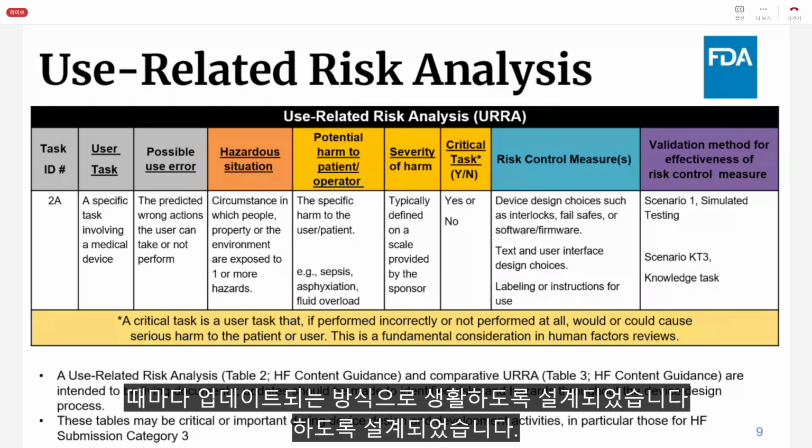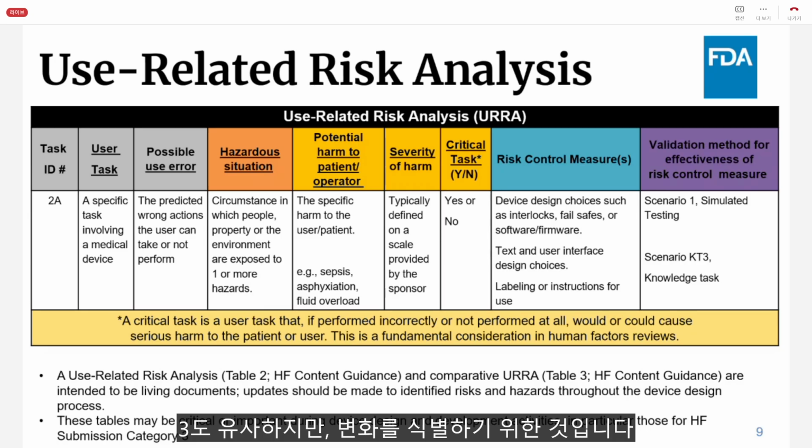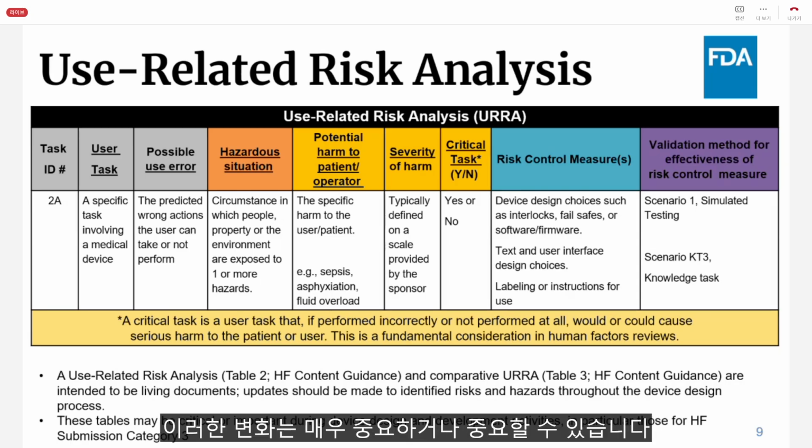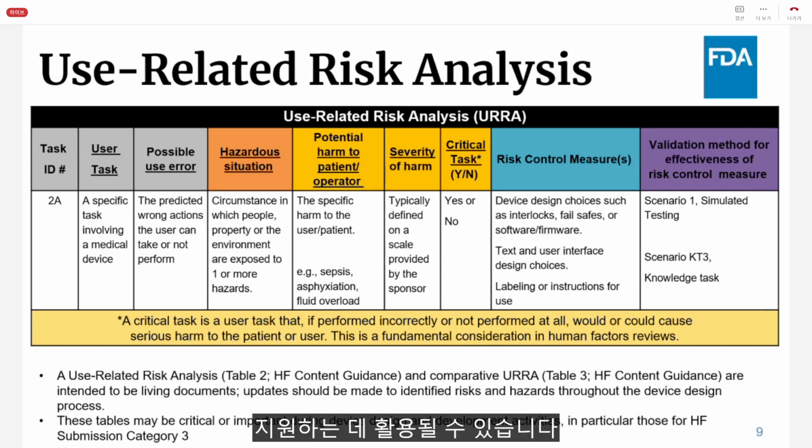Table 3 from the Human Factors Content Guidance is similar, but is intended to identify change in risk for modified devices through a comparative analysis. These changes may be critical or important during device design and development activities and can be used to support human factors categorization in a marketing submission, in particular those for Human Factors Submission Category 3. For completeness of definitions, please refer to the device Human Factors Guidances.